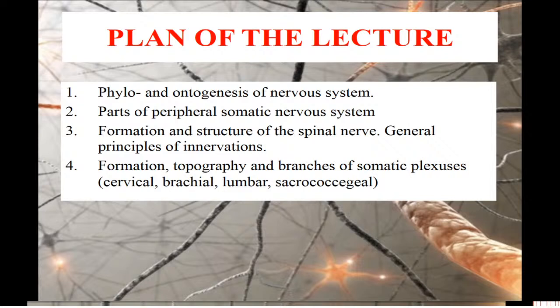During today's lecture, I will remind you phylo- and ontogenesis of nervous system. Then we will discuss parts of peripheral somatic nervous system, formation and structure of the spinal nerve, its general principles of innervation, and the biggest part of our lecture will be about formation, topography, and branches of somatic plexus, especially cervical, brachial, lumbar, and sacrococcygeal.